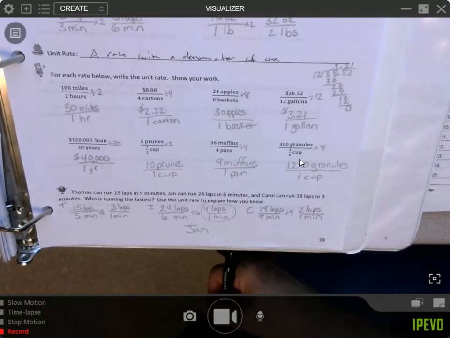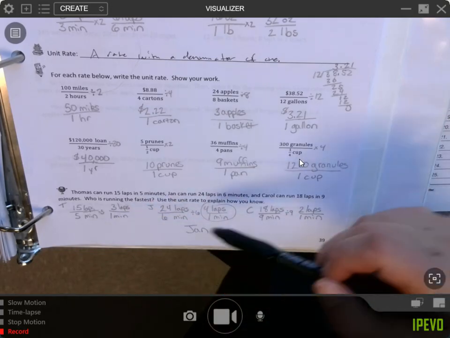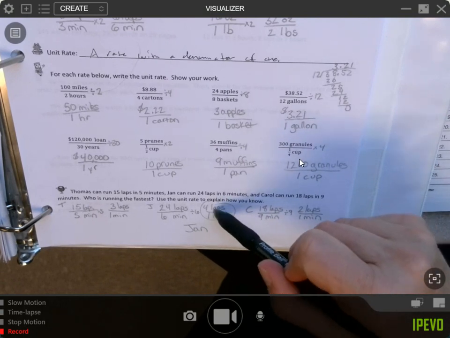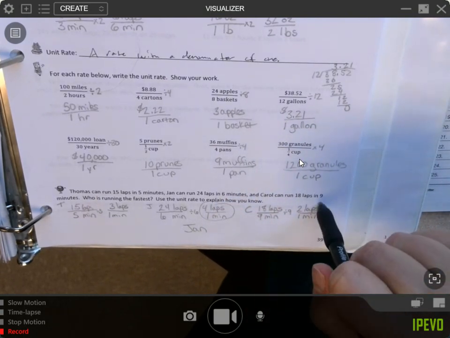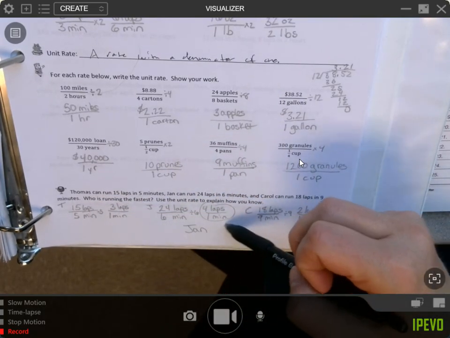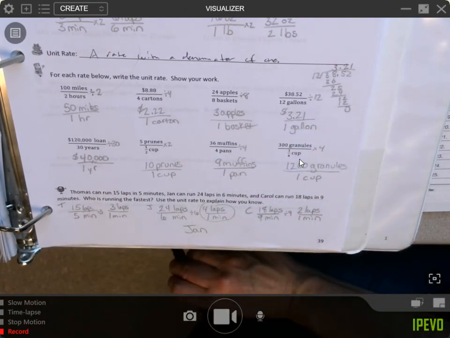The one who's running the fastest is running the most amount of laps in that 1 minute. So we're not looking for the smallest number. You're only running 2 laps versus her running around 4 times. So Jan is running faster than Carol because she's running 4 times around the track in the same amount of time that Carol only ran 2 laps and Tom only ran 3 laps. So Jan is running the fastest because she ran the most laps. Any questions on that one?